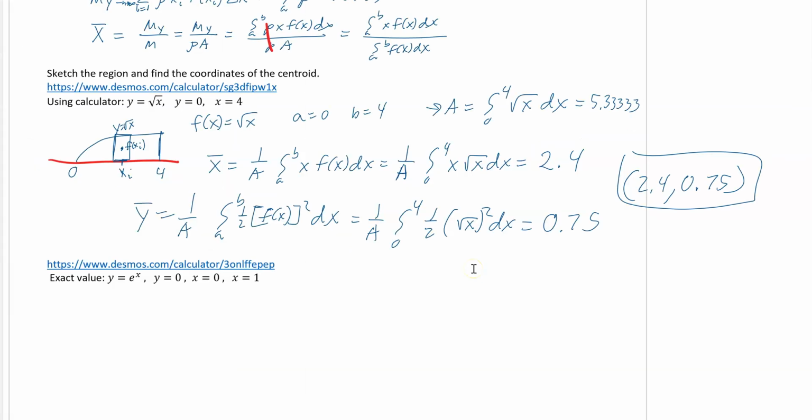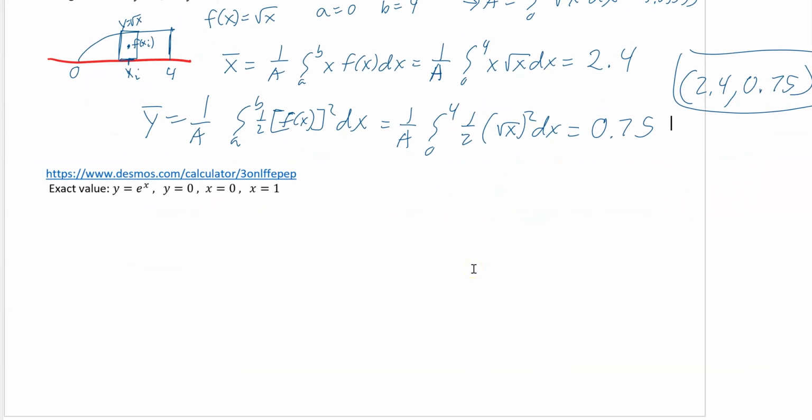All right, so let's try this one now. So we have y equals e to the x, y equals 0. And this one we can graph and do everything by hand. So we know y equals e to the x looks like that. It goes through 1. And then we're going to go from y equals 0. So again, that's our x-axis. From x equals 0 to x equals 1.